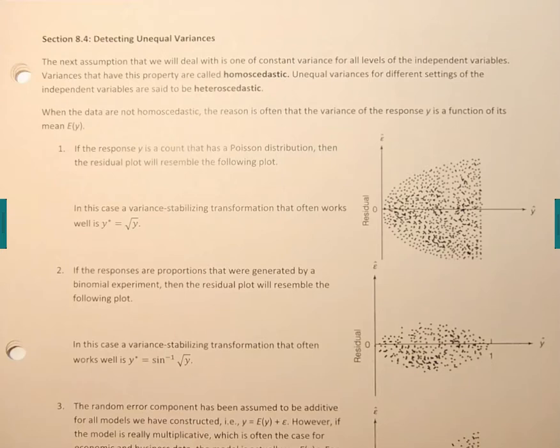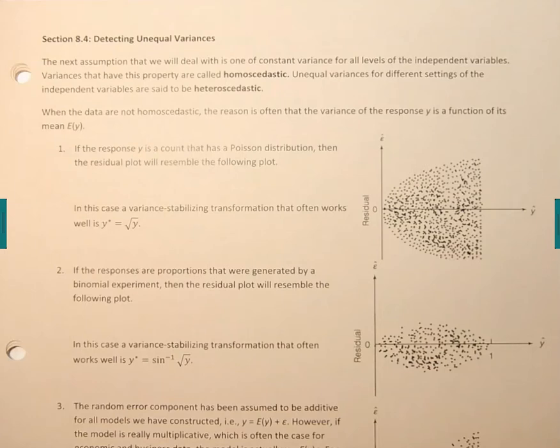we have is the one where we have to have constant variance for all levels of the independent variables. And so variances that have this property are what we call homoscedastic, whereas unequal variances for different settings of the independent variables are said to be heteroscedastic. When the data are heteroscedastic, the reason is often that the variance of the response y is a function of its own mean.